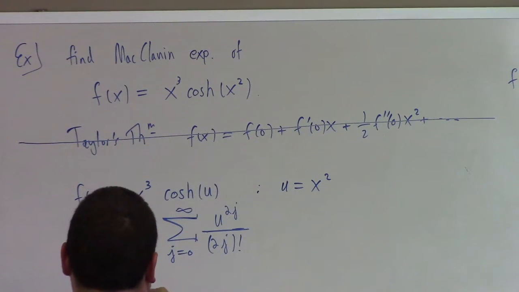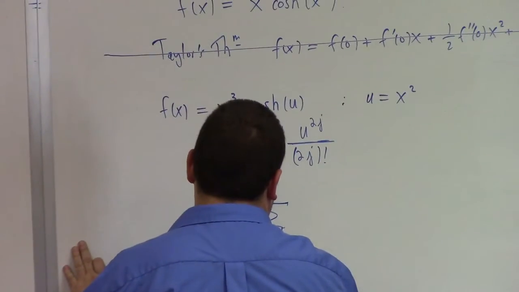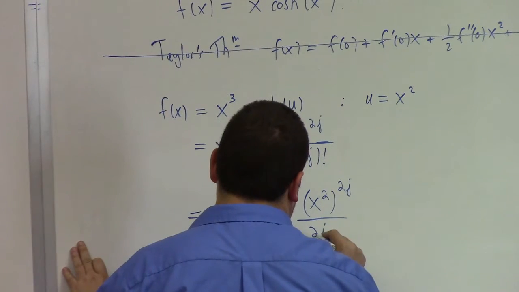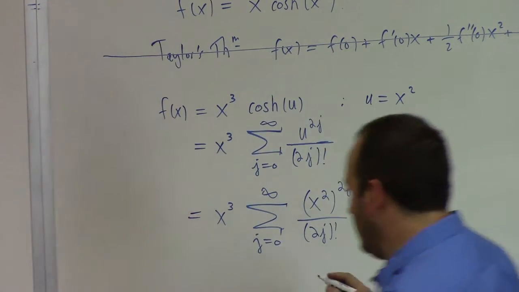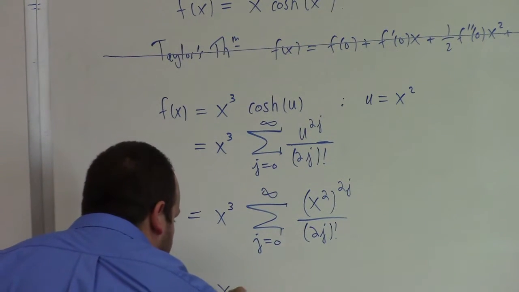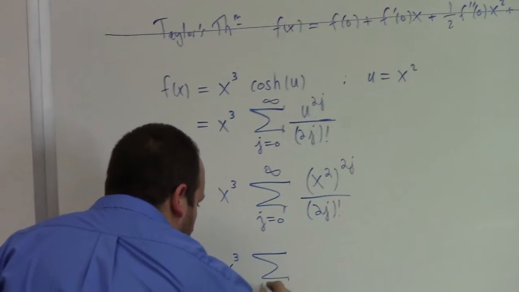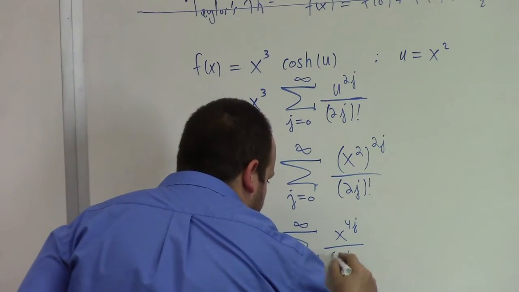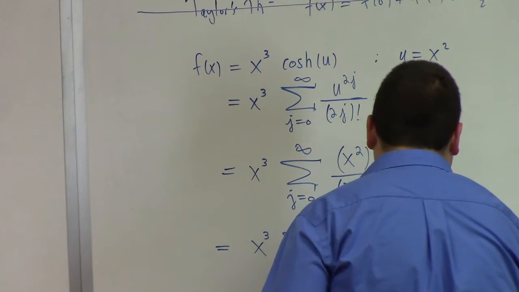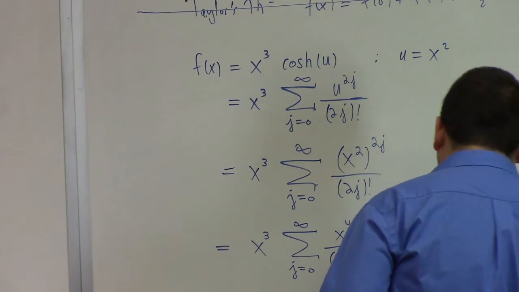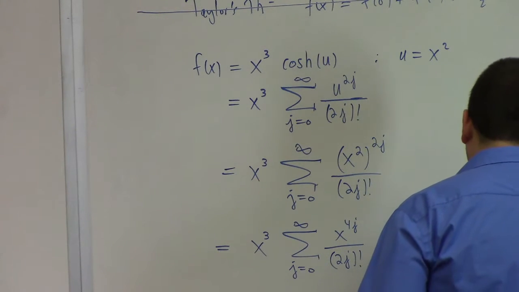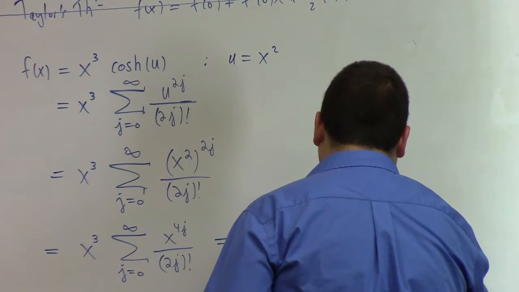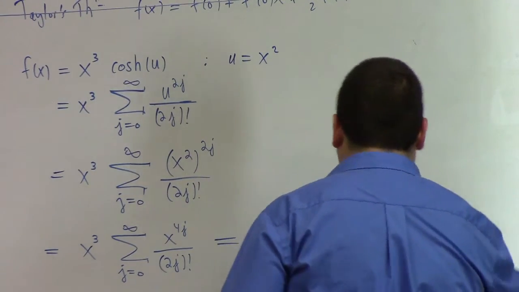And then, okay. So what do I got? I've got x cubed times the sum, j equals 0 to infinity, of x squared to the 2j divided by 2j factorial, which is x cubed times the sum, j equals 0 to infinity, x to the 4j divided by 2j factorial, which, one more finishing blow here, is the sum, j equals 0 to infinity, of 1 over 2j factorial, x to the 4j plus 3. That is how you do it.